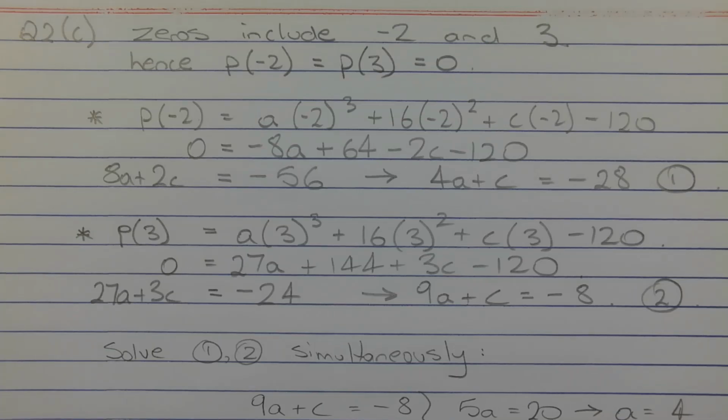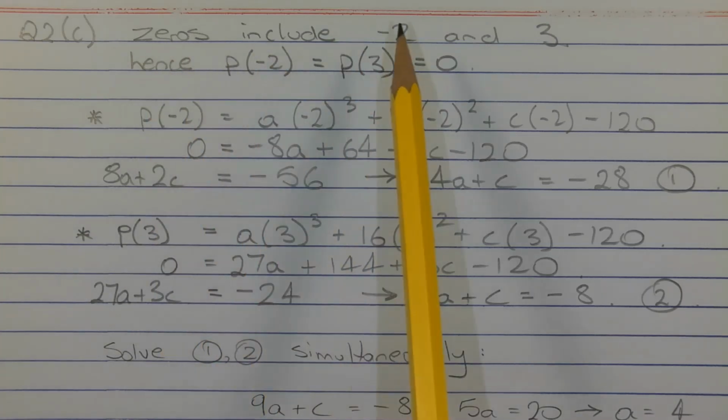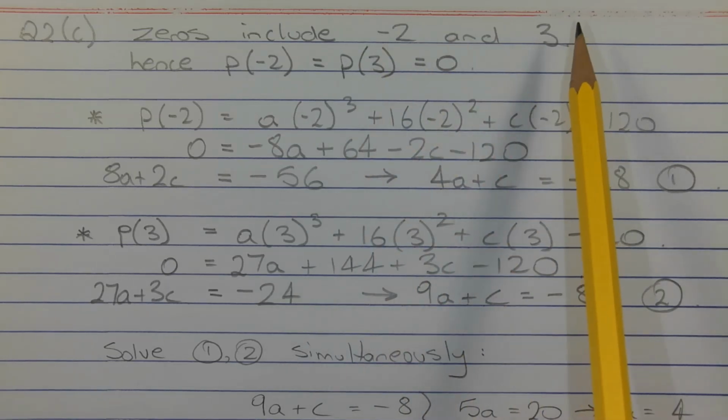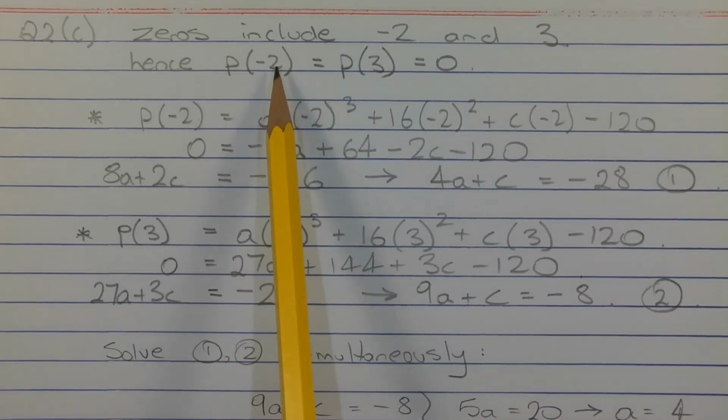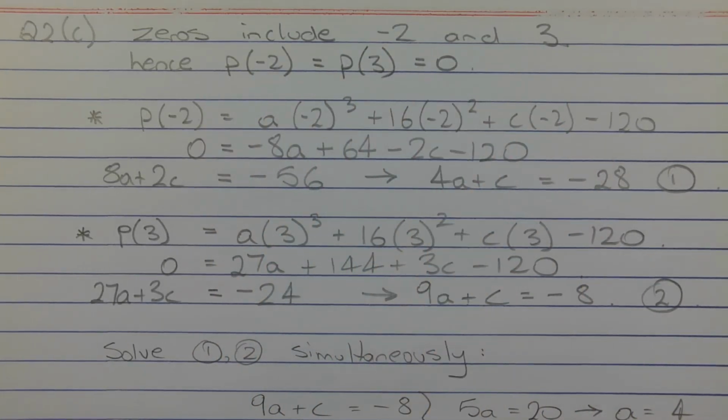There are two main steps in this solution. The first step is to form two linear equations and then solve them simultaneously to find the values of a and c in the polynomial equation. And in the second step, we can use product of roots, 3 at a time, to then find the value of alpha. Now, the zeros that we know of are -2 and 3. Hence, p of -2 equals p of 3, which equals 0.